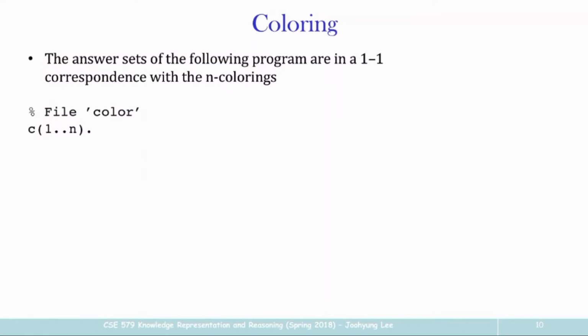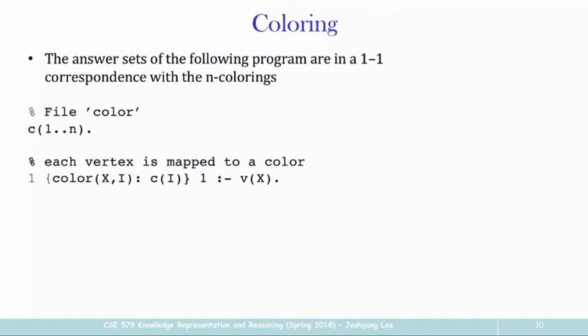So then you have to add a constraint saying that if two nodes are connected by an edge, then they should not have the same color. So how many more lines should I write here? Yes, only 2. I need one generate and one test, one constraint. So one choice rule, one constraint, that's all. So let's see.